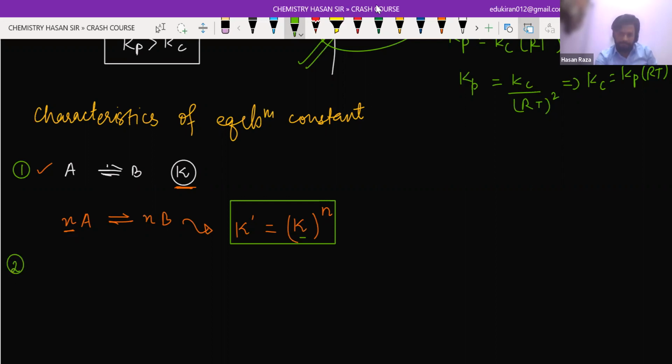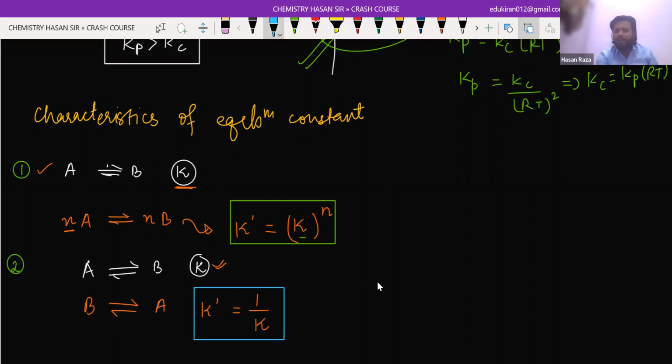Second, if you have this A going into B which has equilibrium constant K, now if the question asks what will be the new KC, the KC for the reversed reaction, then whatever is the KC for the original reaction, it will be the inverse of the previous one.